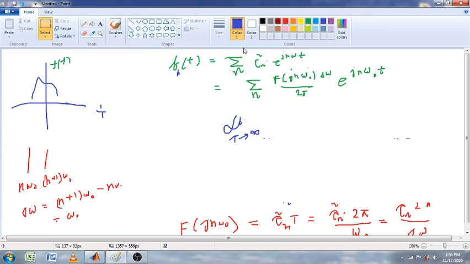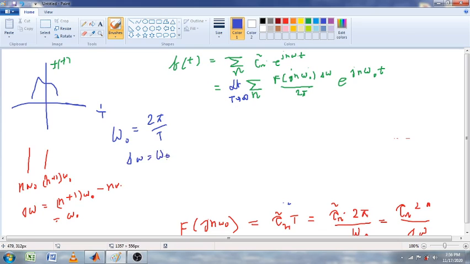Let me put the limit over here only. What if we put the limit, time period T tending to infinity, over here? Then what change should I make? If you look carefully, if your time tends to infinity, then what happens to the omega naught? Because omega naught is 2 pi by T. And we know that delta omega is equal to omega naught.